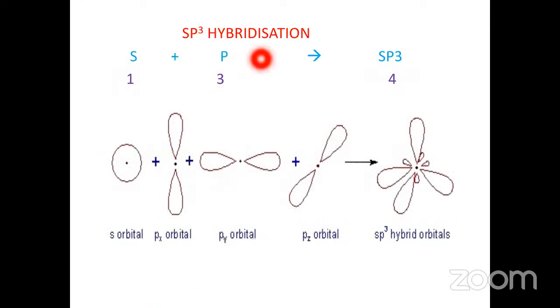sp3 hybridization. One s orbital and three p orbitals intermix to form the 4 sp3 hybrid orbitals. Here the s orbital shape is spherical and the 3 p orbital shapes are dumbbell. These are the px, py and pz. These orbitals intermix to form the 4 sp3 hybrid orbitals. These are all 4 sp3 hybrid orbitals, arranged in a tetrahedral manner.